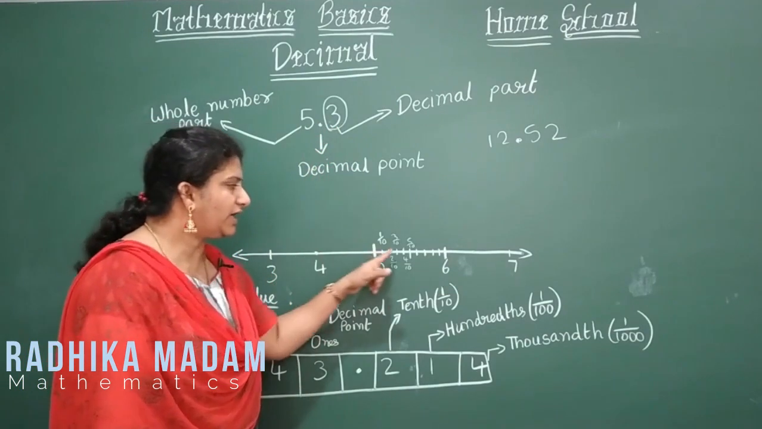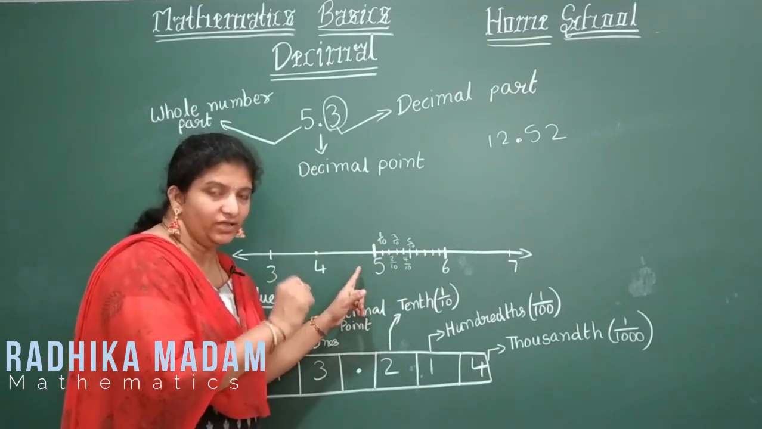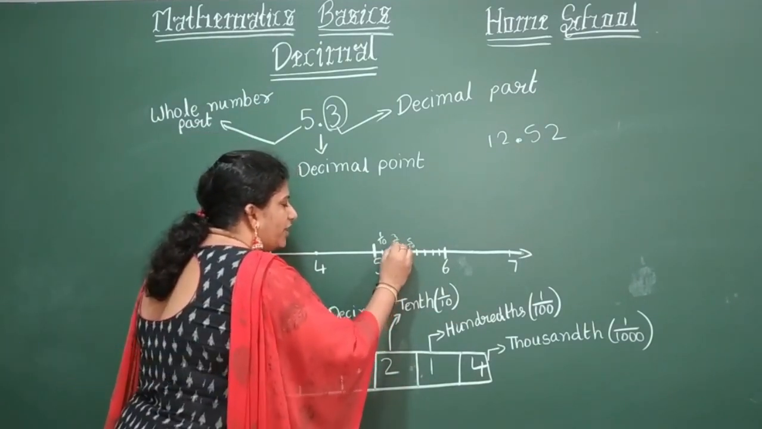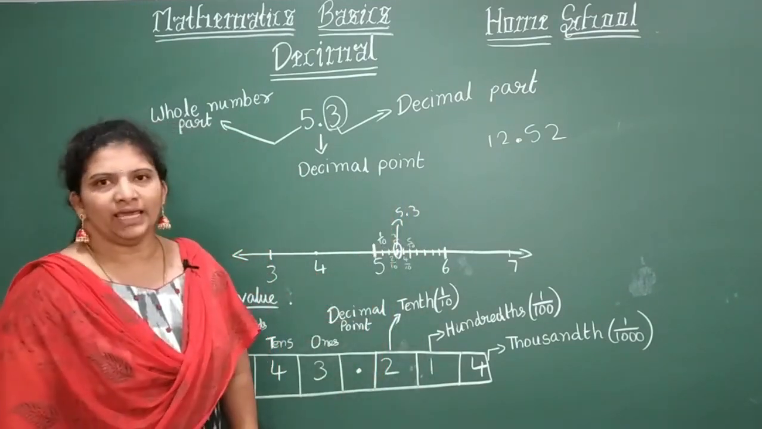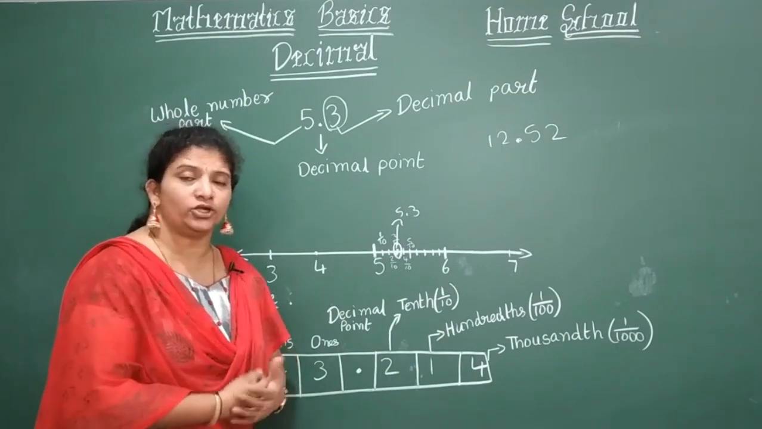So 3 by 10, where do you get it here? Here, 5 and after 5, the third point. Where is this? This is the point, children, where you mark 5.3 on a number line. Okay, shall we mark 6.2?